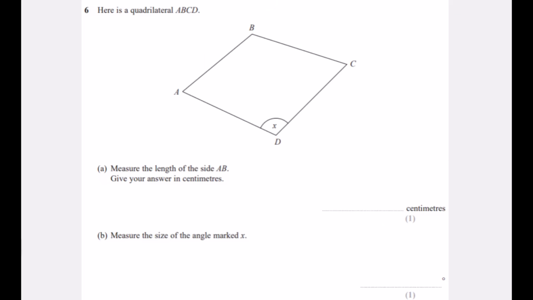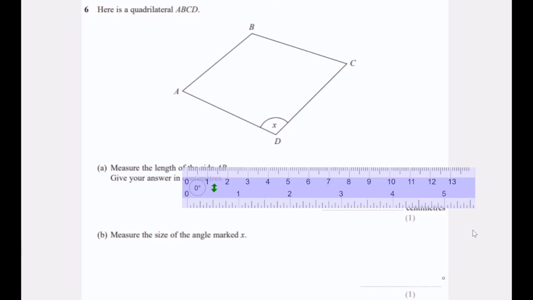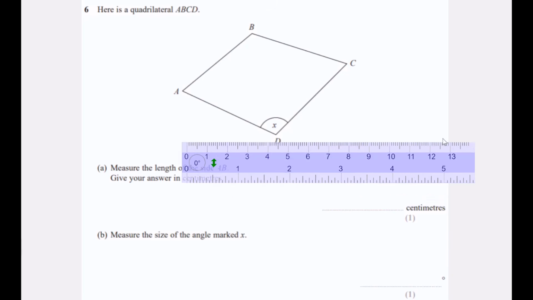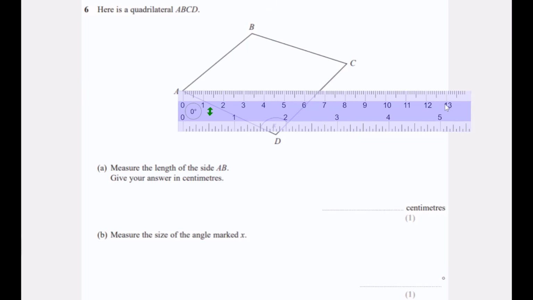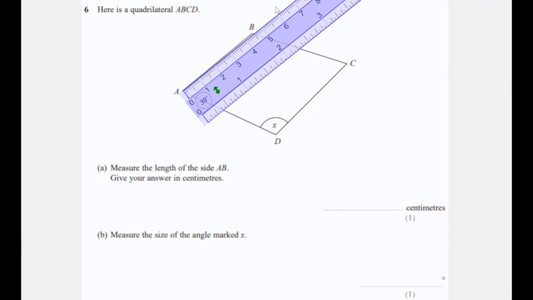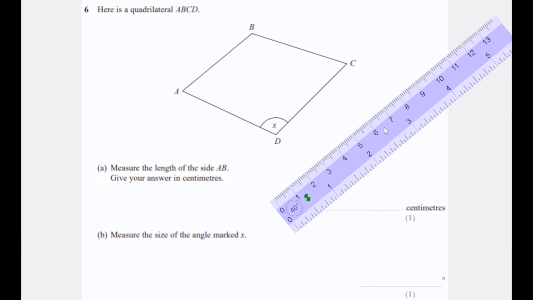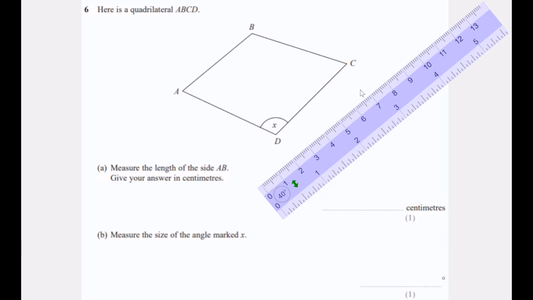Here is a quadrilateral ABCD. Quadrilateral means 4-sided shape. Measure the length of AB. So we're going to get our ruler out and measure it. So we grab a ruler. We're going to put the line at 0 on A and measure along that line A to B, and we have 4.5 centimeters. So we'll put 4.5 centimeters.